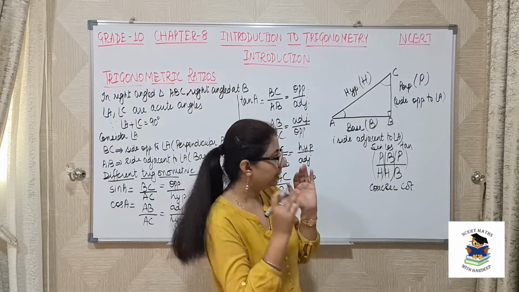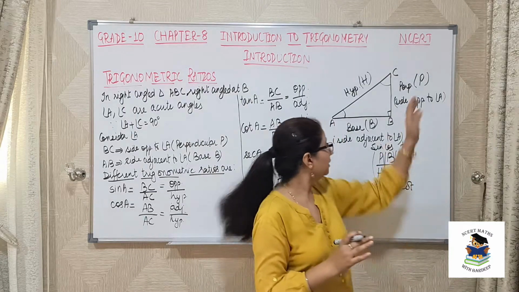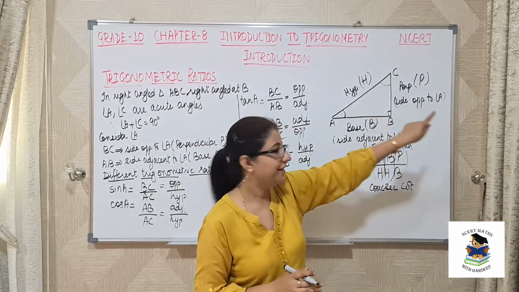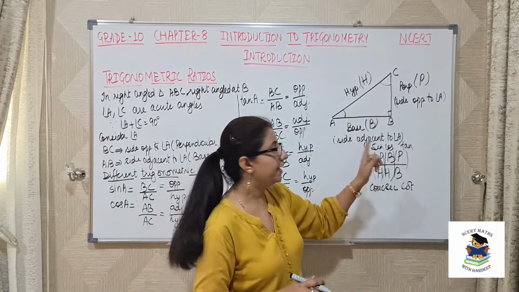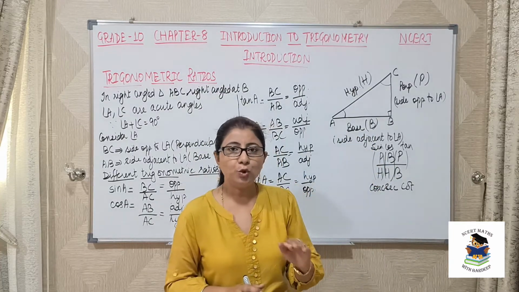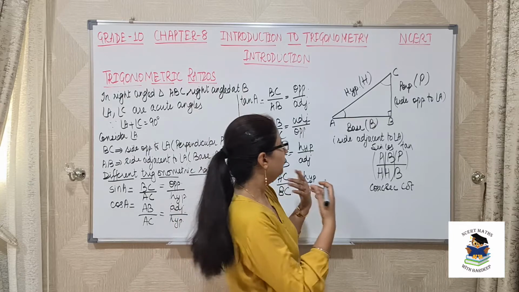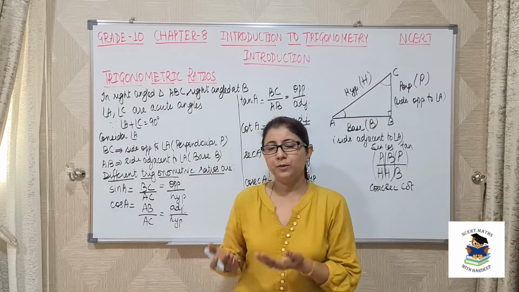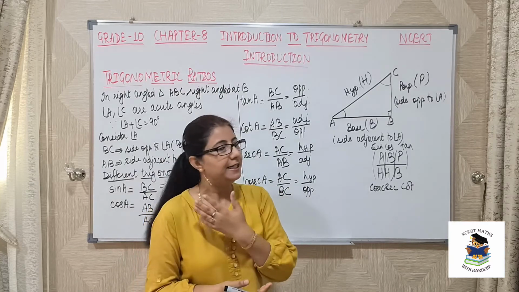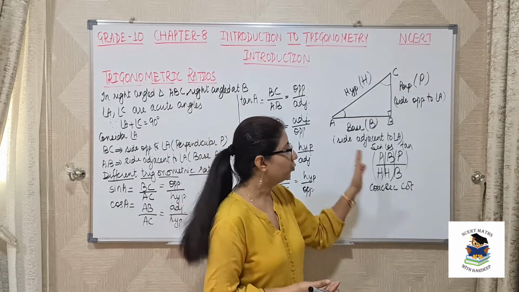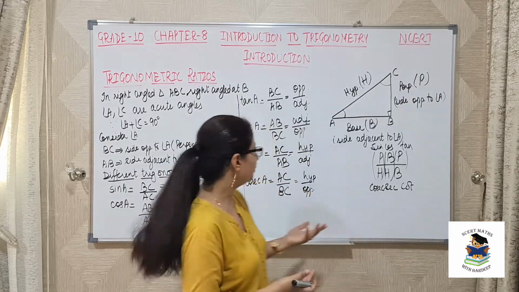In your textbook, instead of P, they are using what? Opposite side. And instead of B, that is base, they are referring to this as adjacent side. So don't get confused about whether we should use base or perpendicular or opposite side or adjacent side. This is entirely up to you. This is one way of memorizing these ratios.